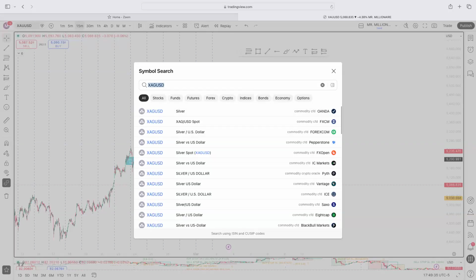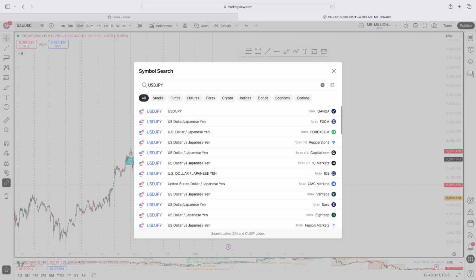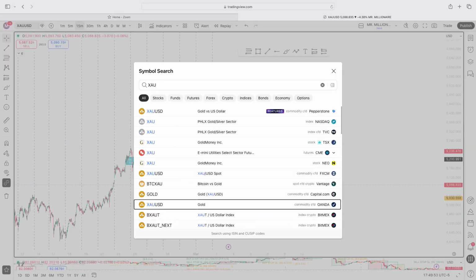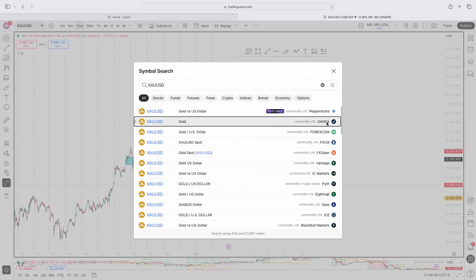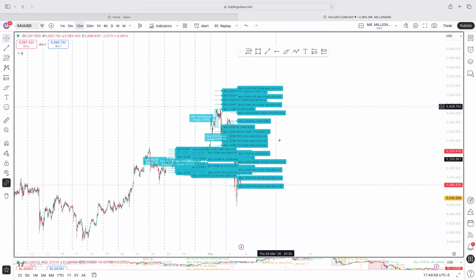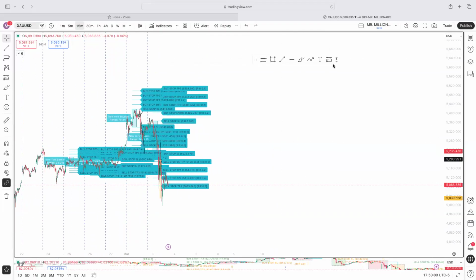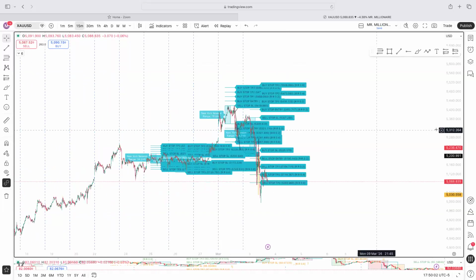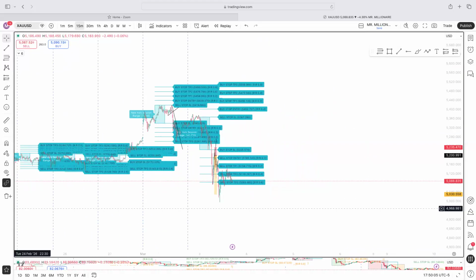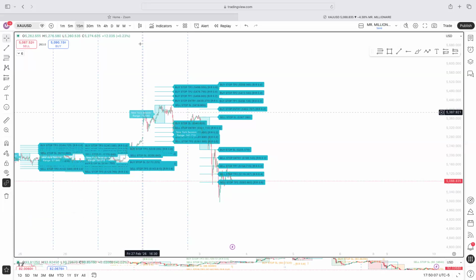Another one would be USD JPY, which is a forex pair. It's not a metal, but it's a currency. Click the one that says Oanda. So you can use any of these three to get you started when it comes to PipJuice. Again, my personal preference is using gold. So I'm going to go to XAU USD. I'm going to click the one that says Oanda, etc.